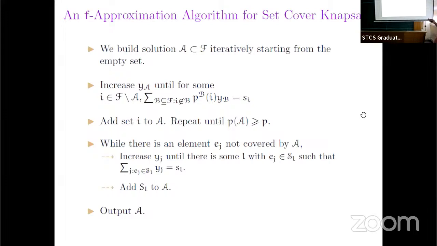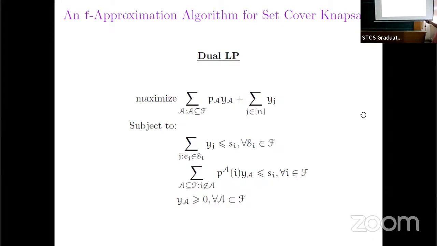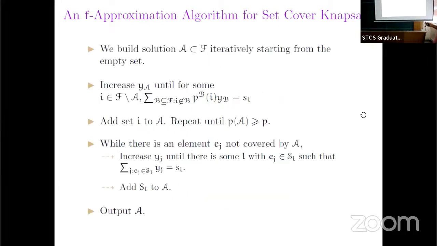until some constraint becomes tight. If I keep increasing Y_A, some of these constraints will become tight. Each constraint corresponds to a set. Whichever constraint becomes tight, I pick that set. It's a standard primal-dual algorithm. I pick that set and I keep doing this until I satisfy my profit requirement.